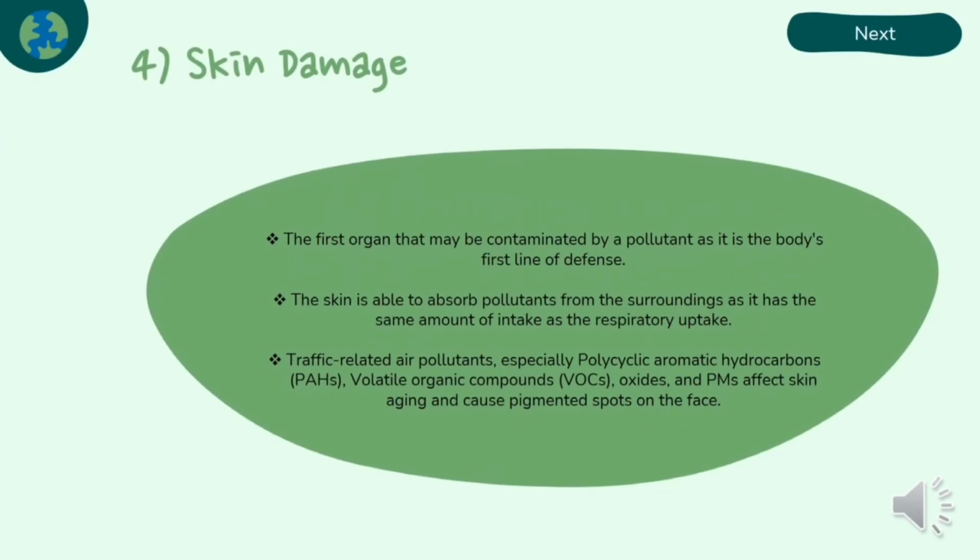Fourth, skin damage, where the skin is the first organ that may be contaminated by a pollutant, as it is the body's first line of defense. The skin is able to absorb pollutants from the surroundings. Moreover, it can affect skin aging and cause pigmented spots on the face.